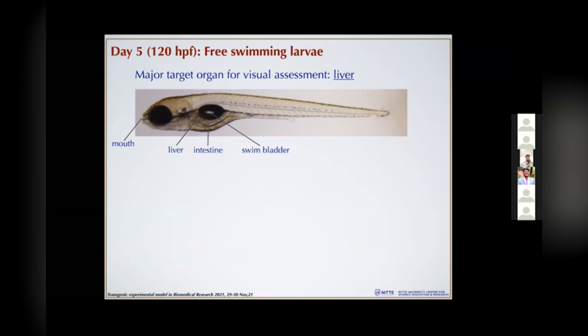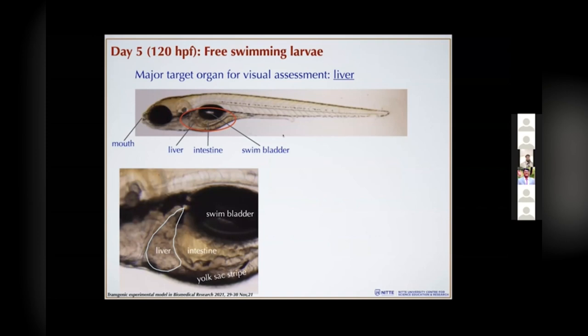The last one is, of course, hepatotoxicity, where we look at the effect on the liver, because the liver is one of the late developing organs. And by day five, the liver development is complete. Where the liver is, you can see in this image. Press enter, Akshat. Okay, now if you zoom it out, you have the liver shown here. You have the intestine and you have the big swim bladder. Absence of swim bladder is also considered an important developmental defect in fish. Press enter again.